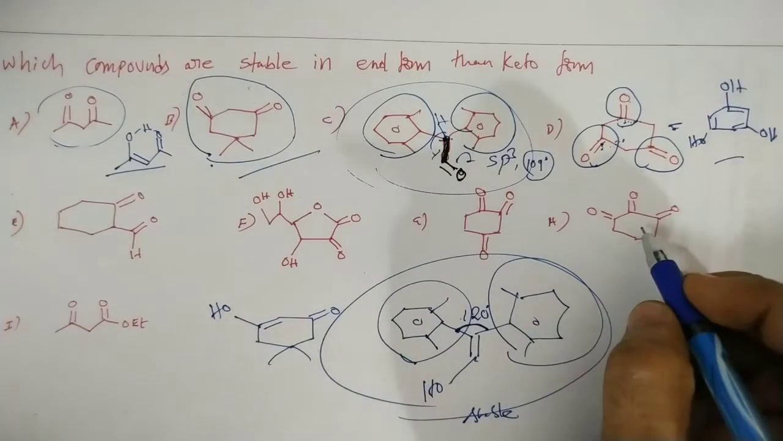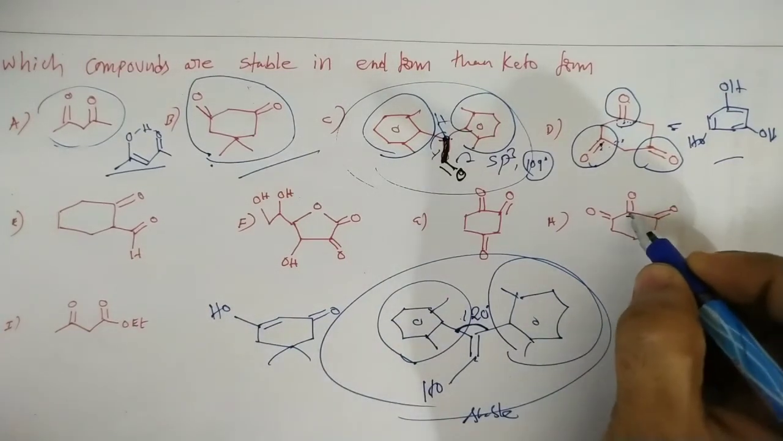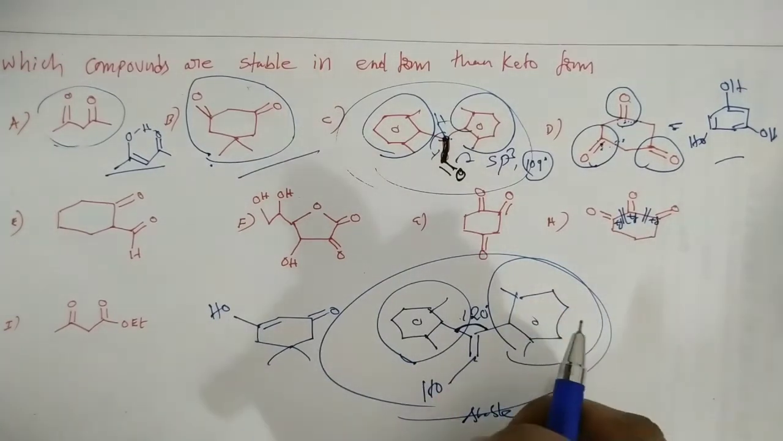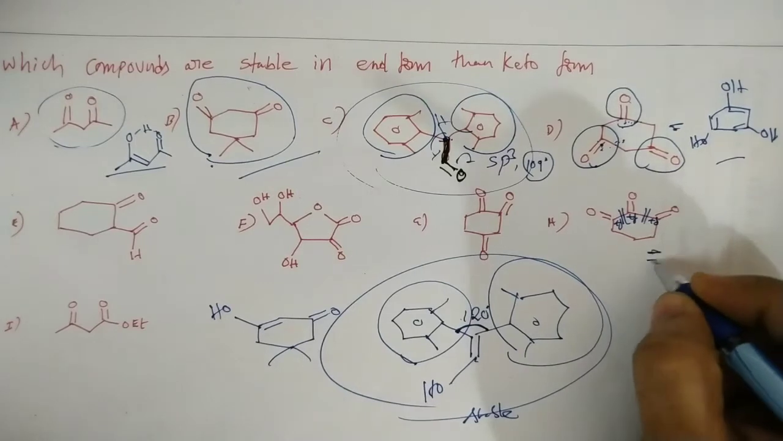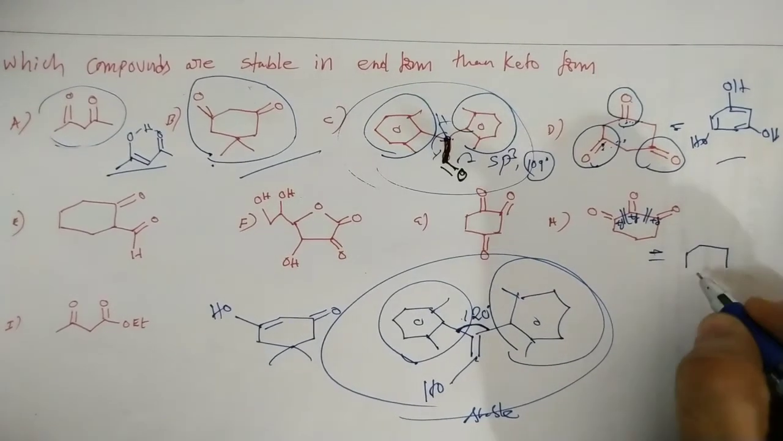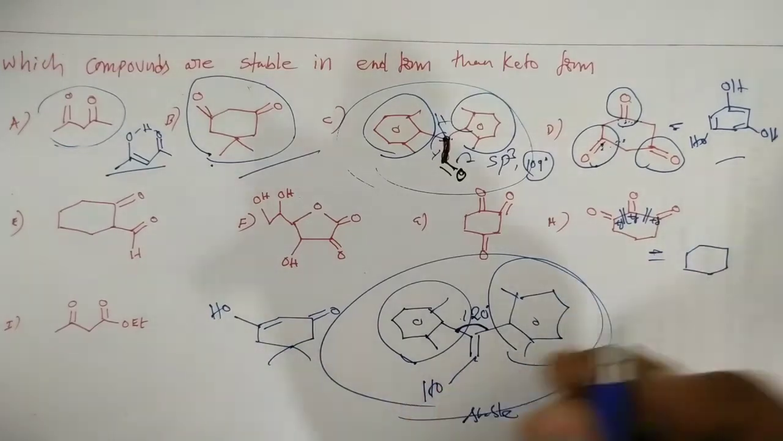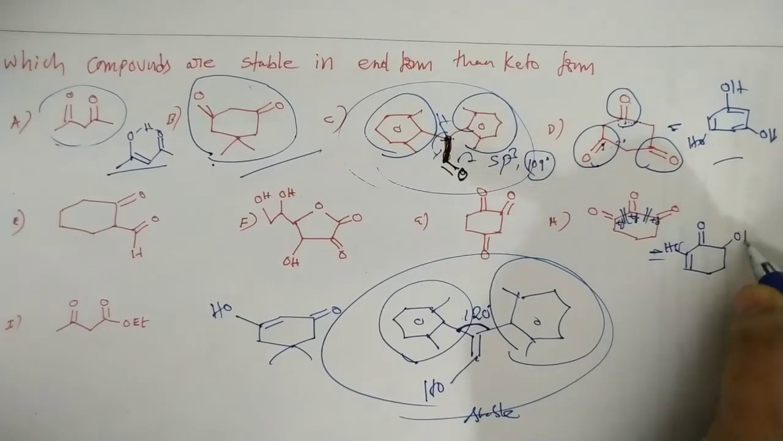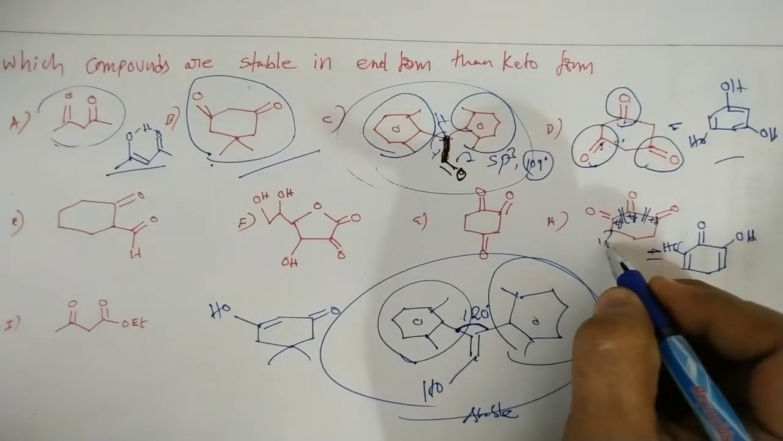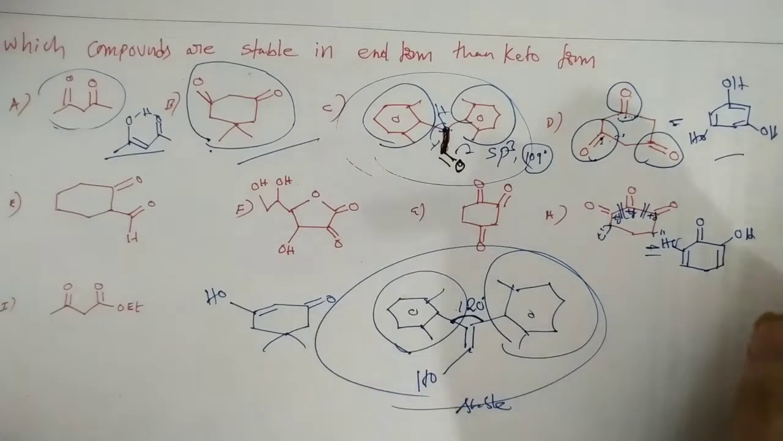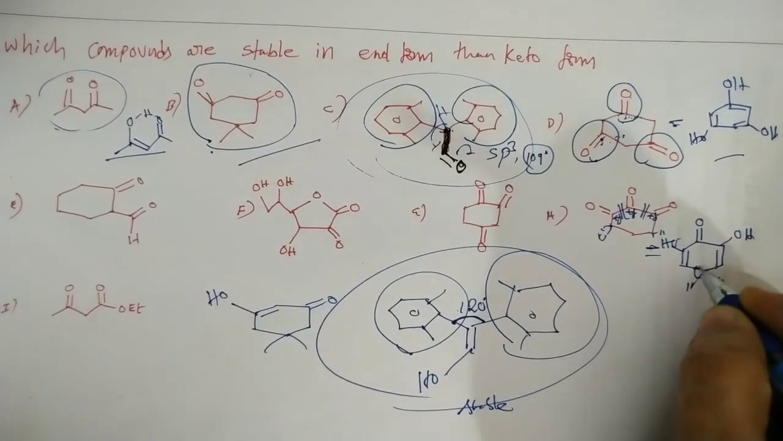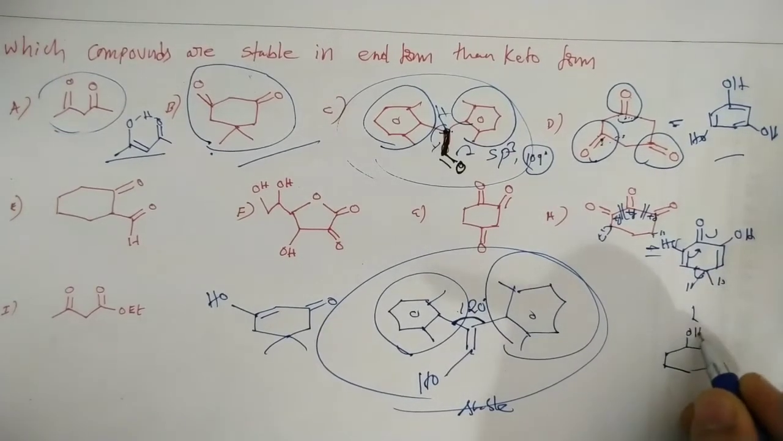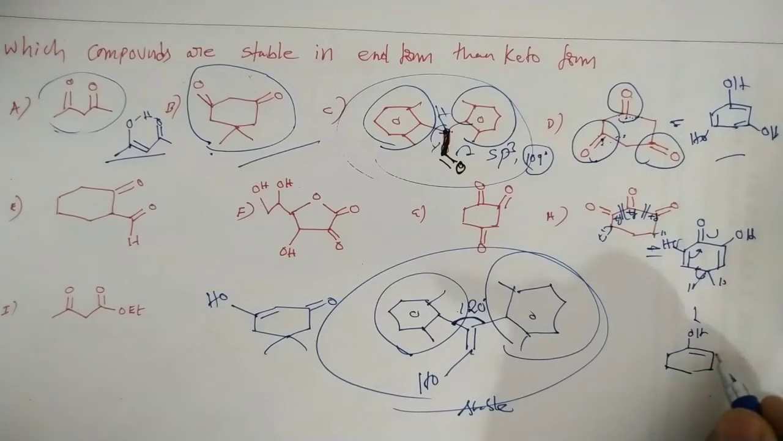Now here is a similar example of these three: partial positive charge here, here, and here, so more repulsions and a much less stable keto form. That's why it is stable in enol form. And for this compound, what is the enol form actually? First of all, here OH, here OH. This one has enolizable hydrogens, this one has enolizable hydrogens. By a 1,5 shift these protons are also transferred, so we get the enol form. This is a more stable enol form.